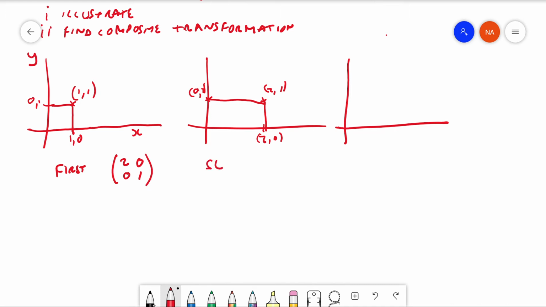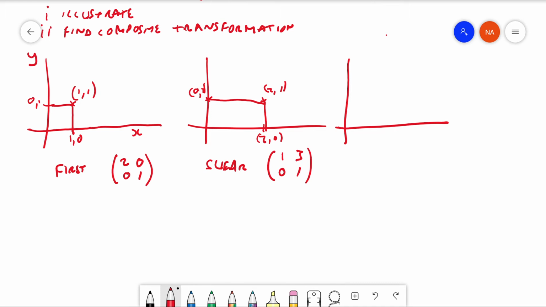You can use your formula sheet. Factor 3 in the x direction will be there. The 3 goes in the top right. If it was the y direction, the 3 would be in the bottom left, and there'd be a 0 up in the top right. So there's a shear transformation. Now, what happens to those points? Where do they end up?